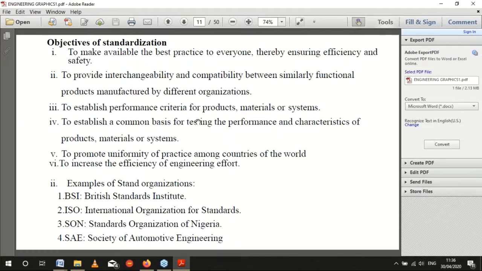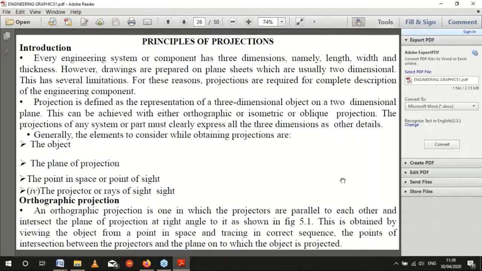What we want to understand by projection, please take note and listen very well. Projection is defined as the representation of a three-dimensional object or a two-dimensional plane. This can be achieved with either one, orthographic, two, isometric, or three, oblique projection. We're going to establish the facts about these three as we go on in this class.